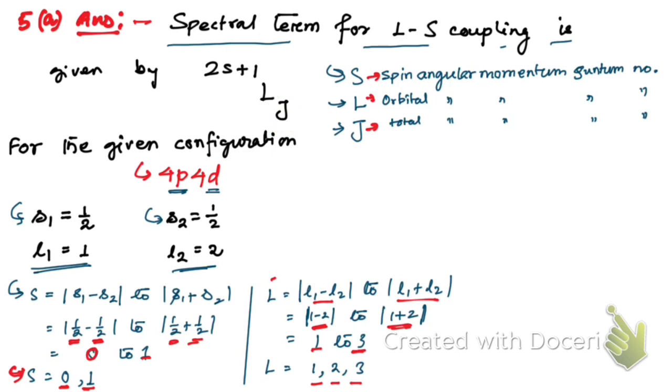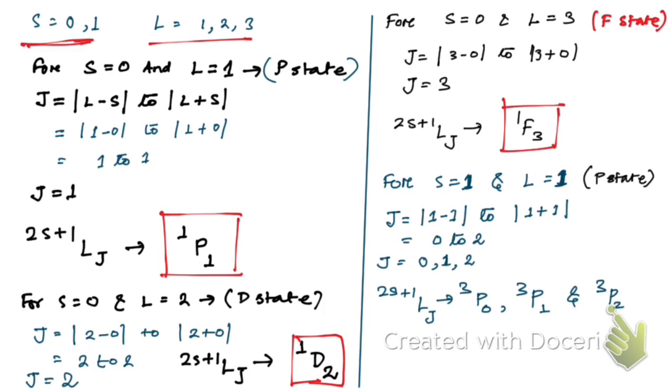Now let me go to the new slide. Here we have S equal to 0 and 1, and L equal to 1, 2, 3. First let us take S equal to 0 and L equal to 1. L equal to 1 means it is a P state. For that case J is from L minus S to L plus S, so 1 minus 0 to 1 plus 0, that is 1 to 1. That means simply J is equal to 1.